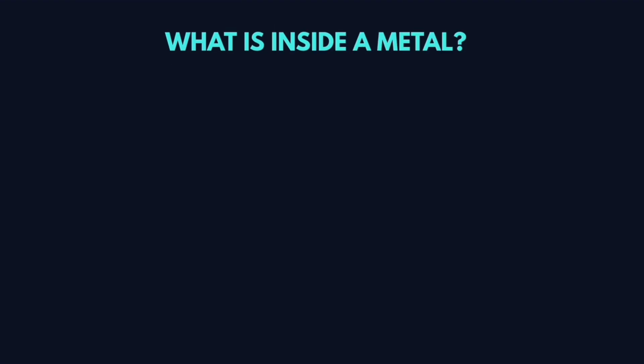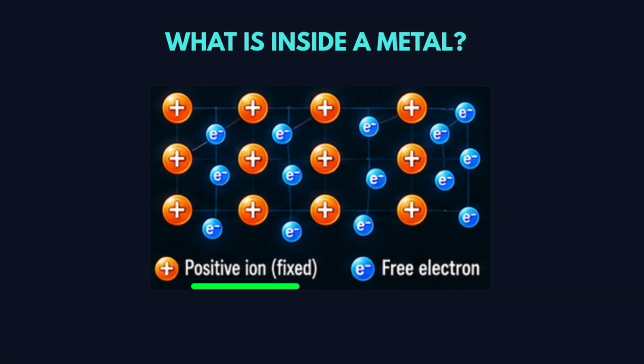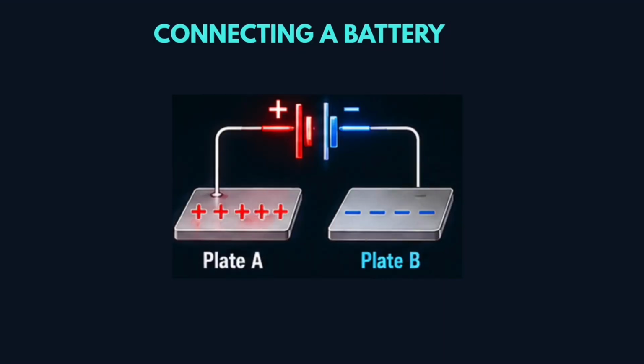What is inside a metal? A metal contains fixed positive metal ion cores and free electrons. Normally, positive charges equal negative charges, hence net charge equals 0. The metal is electrically neutral. Connect a battery here. Positive terminal of the battery connected to plate A, negative terminal connected to plate B. The battery creates an electric field that moves electrons.